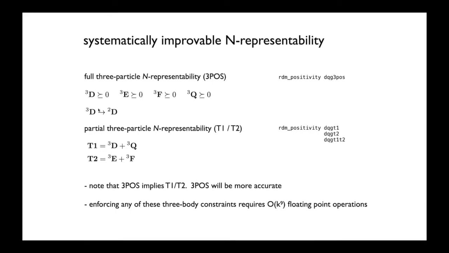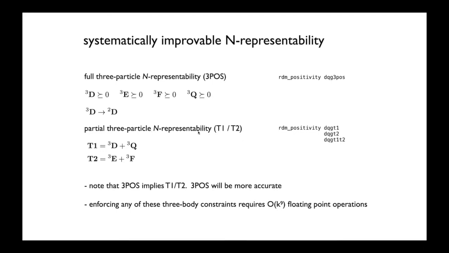And also the 3-RDM should map onto the 2-RDM, kind of like integrating out an electron from the 3 electron distribution. I should end up with a 2 electron distribution. So this defines full 3 particle N-representability. And I can do that in Q-Chem using this keyword.